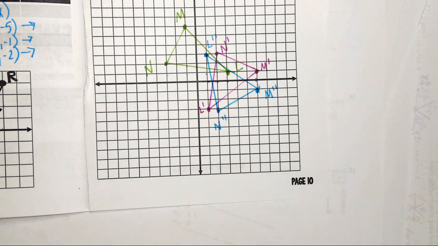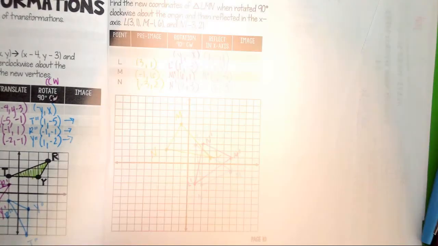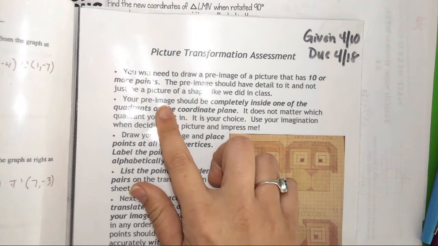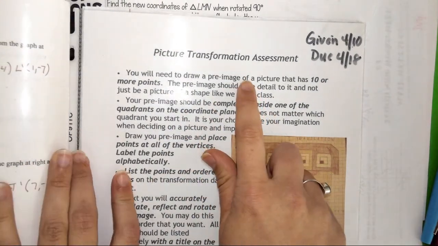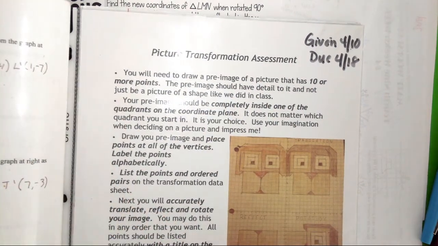Okay, so real quick before we look at our homework, I want to look at our project. Now, in your project, it says that you will need to draw a pre-image of a picture that has 10 or more points. So everybody get this sheet out. Everybody underline and or highlight where it says 10 or more points. I gave you one Friday.